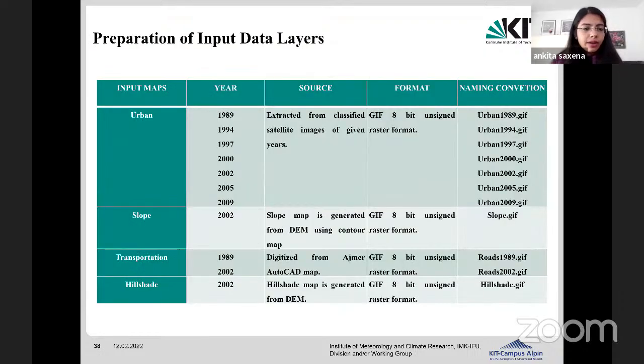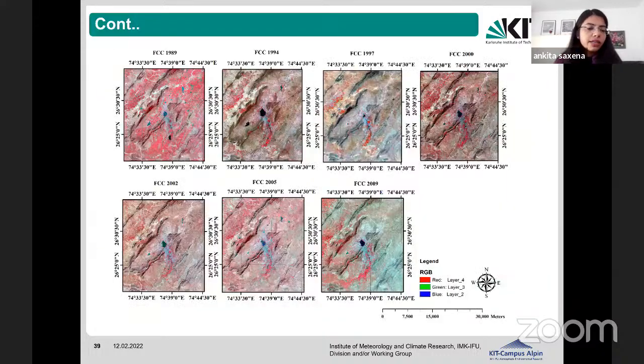So this is the satellite data and its information. And this is how urban maps were produced. This is the satellite data, classified outputs, and their corresponding accuracies. And this is the form in which the model accepts the inputs. It accepts raster GIF file formats. And these are historic urban maps, road networks, slope, and hillshade, just for visualization purposes.